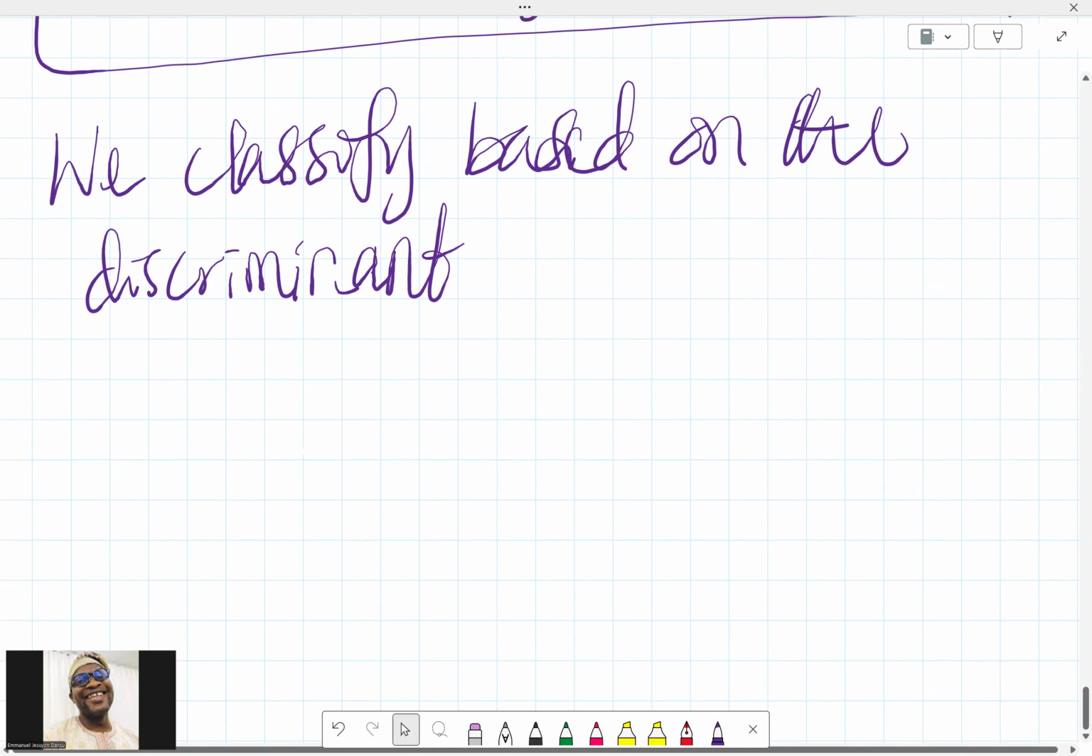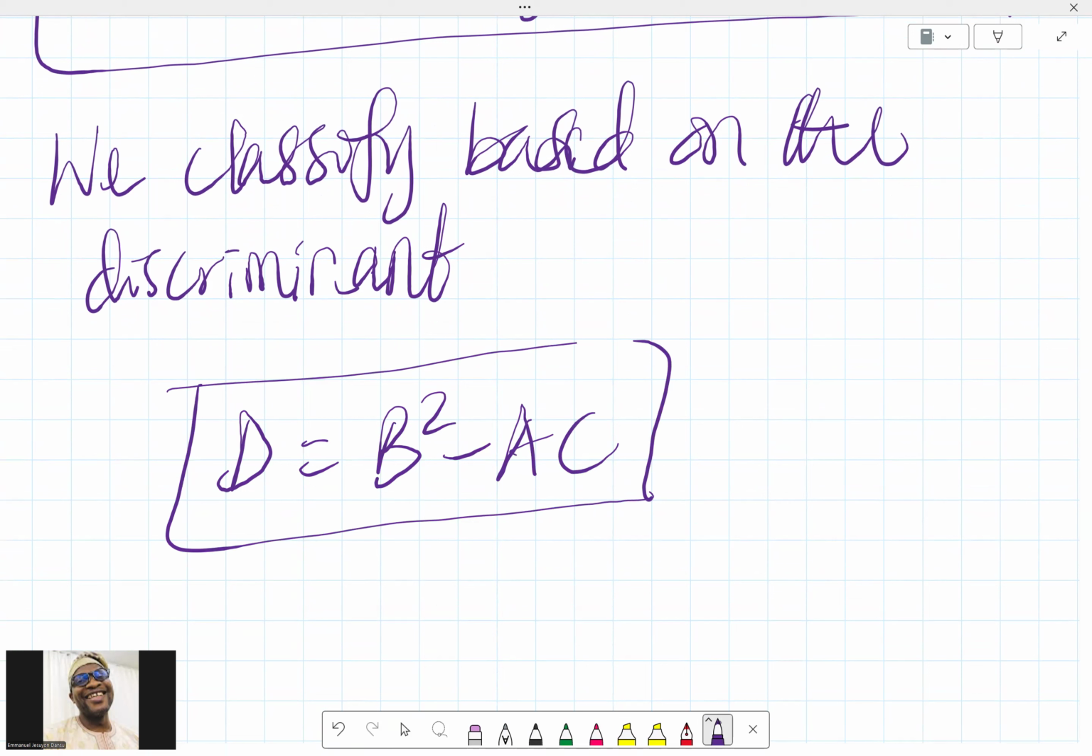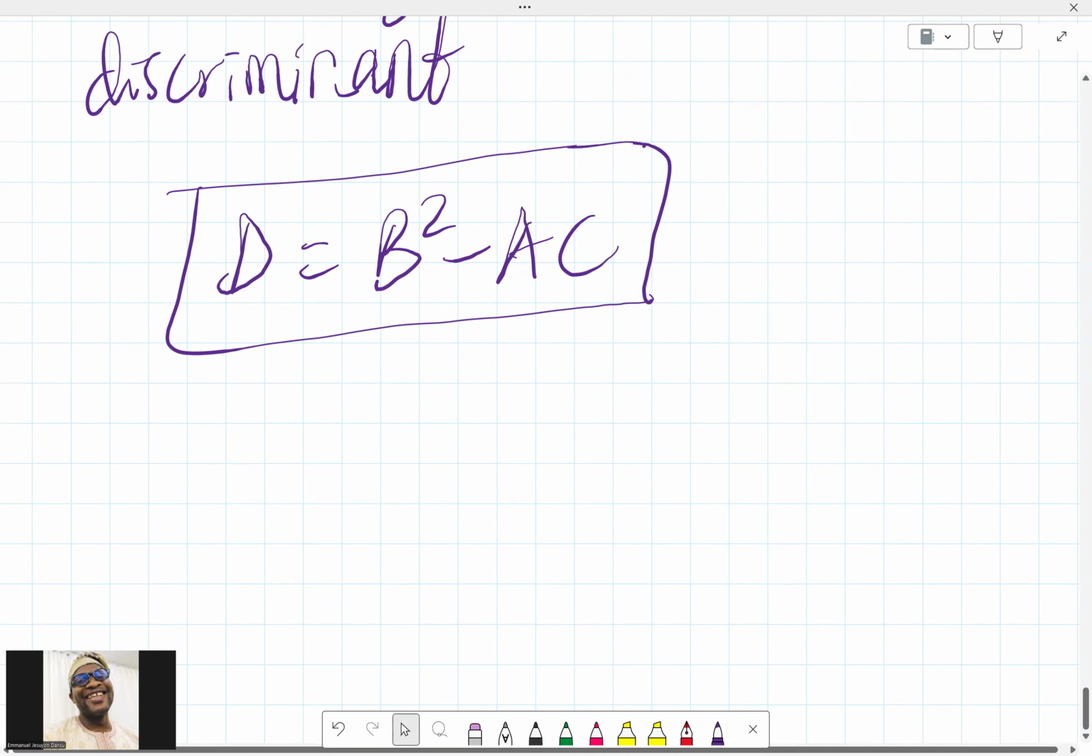It is simply D equals B squared minus AC. For a quadratic equation, that will be D equals B squared minus 4AC. But for a partial differential equation, it is D equals B squared minus AC. So based on this, we can now have types of PDEs.